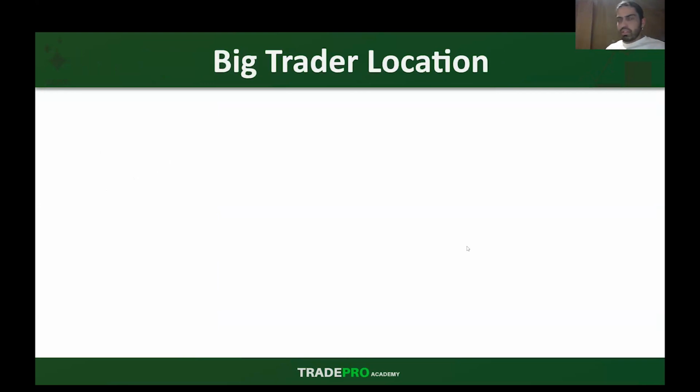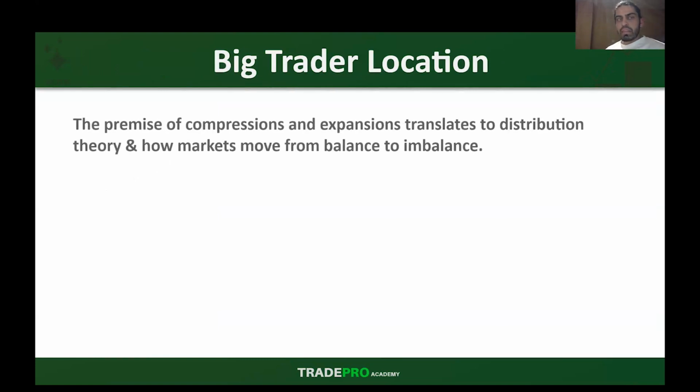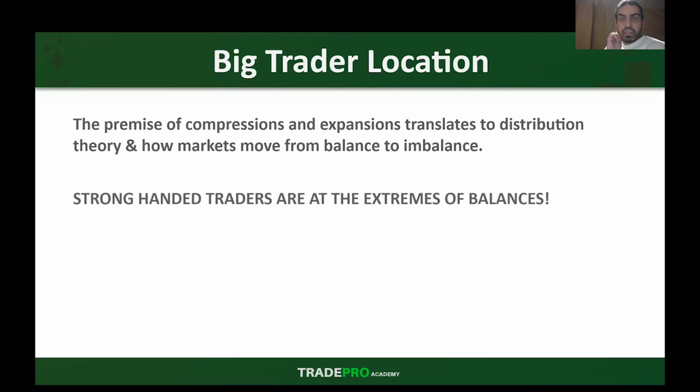So let's talk more about big traders, big trader location, because this ties extremely well into compressive and expansionary periods. Because strong-handed buyers and sellers get active at very specific areas. The premise of compression and expansions translates to distribution theory and how markets move from balance to imbalance. Distribution theory, balances and imbalances are just different terms for compressions and expansions. A balance is a compression, an imbalance is an expansion.